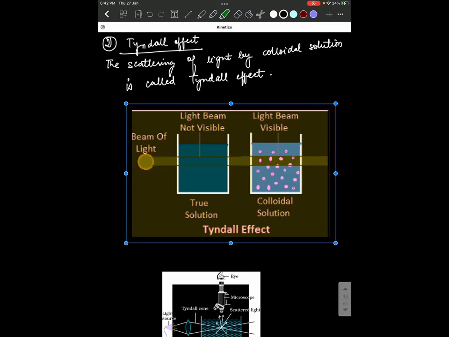Yeah, dust particles are there. So how can you see the light coming? Because those dust particles are scattering that light. And due to the scattering of light, you can see that light.